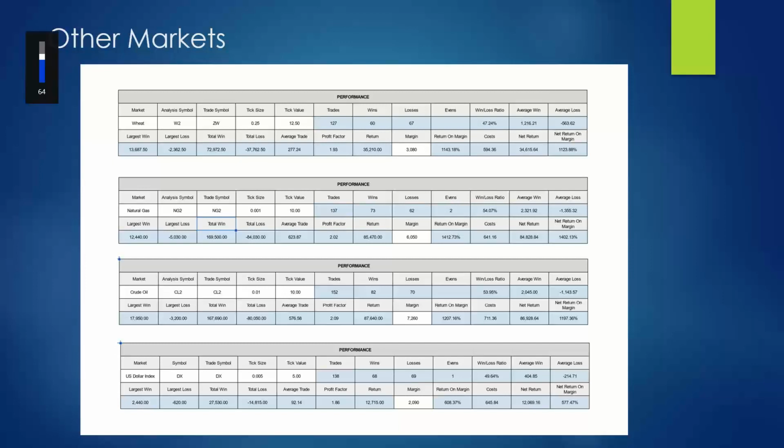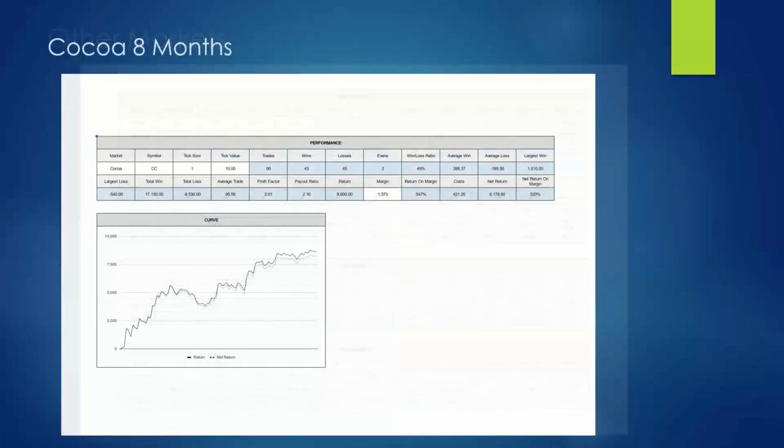Next is natural gas, 1,412% return, win rate just over 50%, wins twice the size of the losses, $85,000 profit. Crude oil, 1,200%, win rate just over 50, wins roughly twice the size of the losses, $87,000 profit. And the dollar index, 608% return, win rate almost bang on 50%, wins twice the size of the losses, $12,000 profit. And I've got another one that I'm currently doing that I'm only 8 months into, and that's cocoa. Cocoa has 547% return so far, a win rate of 49%, wins twice the size of the losses, and $8,000 profit so far. So it's all pretty consistent.